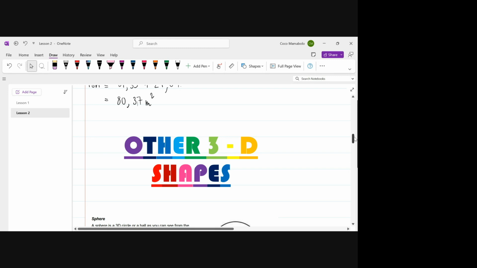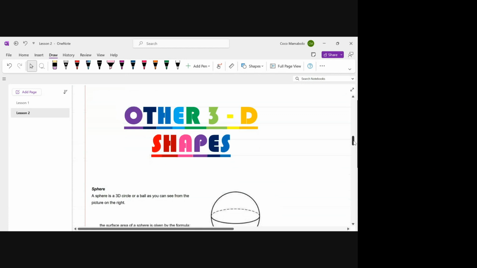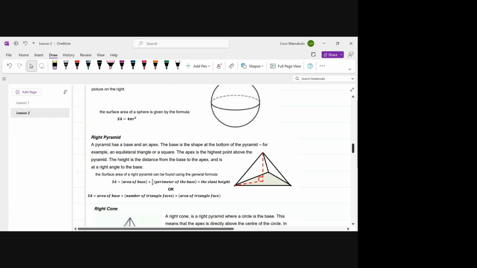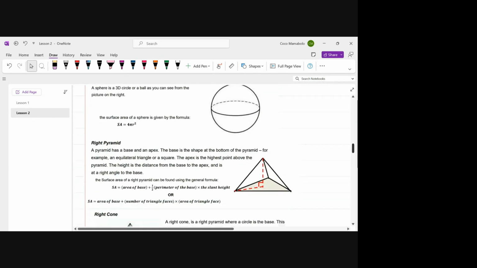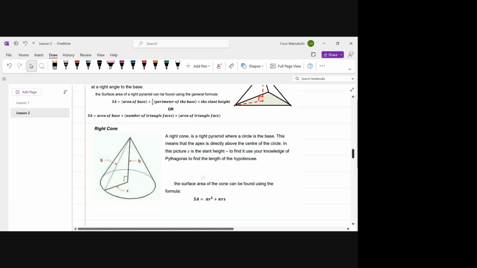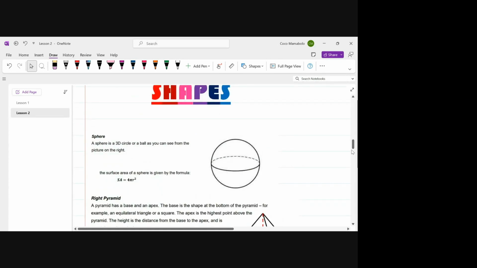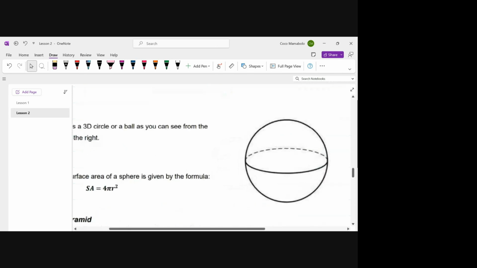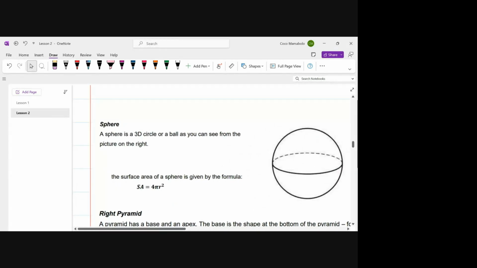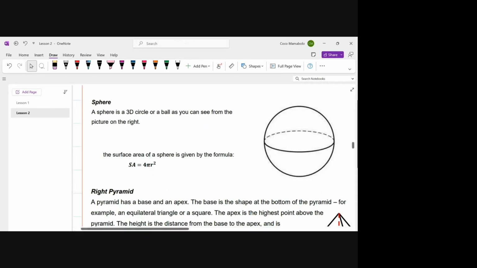All right, let's look at the area of a sphere, a right pyramid, and a right cone. For now, I want us to just take a screenshot of the surface area of a sphere. Oh, I can zoom out. Sure, Sanele, no worries. Okay, there we go. Did that help? Please tell me if that helped.